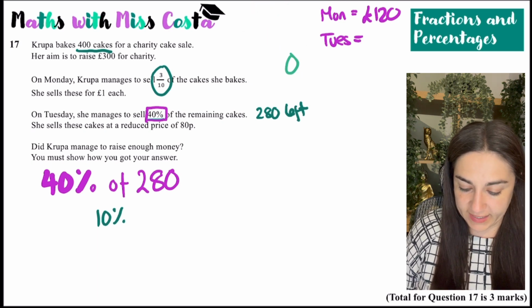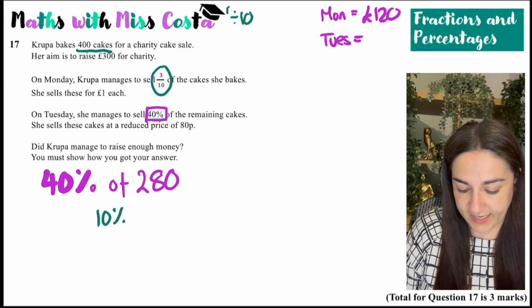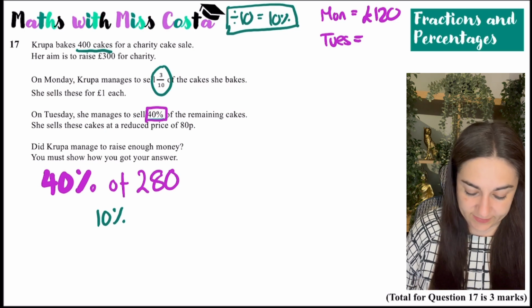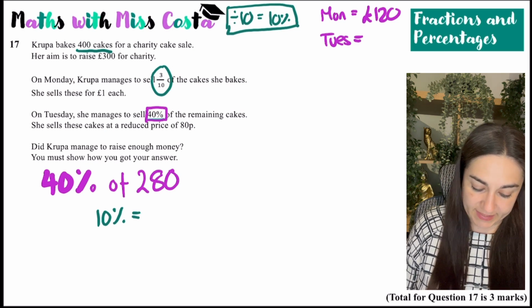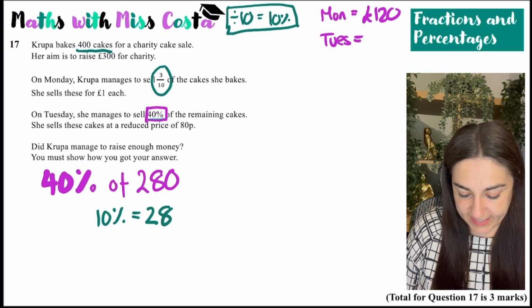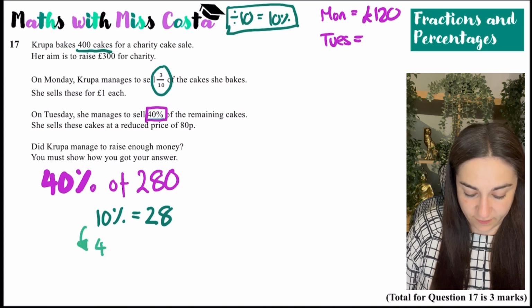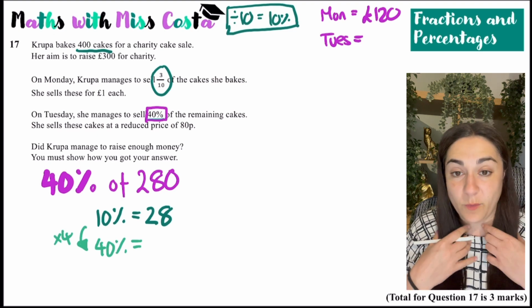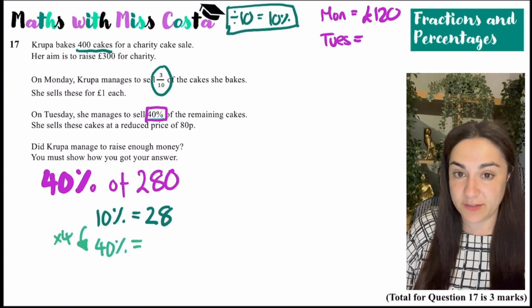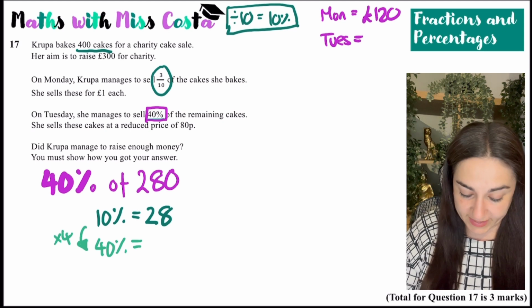And the trick for working out 10% is super easy. It is just divide by 10. Okay, so to work out 10%, all you do is divide by 10. So 10% is going to be 28. And if I know what 10% is, I know that 40% is 4 times larger than that. So if I know 10%, I could work out 20, 30, 40, 50, 60. If I know 10%, I can then halve it for 5%. So 10% is a great starting point.